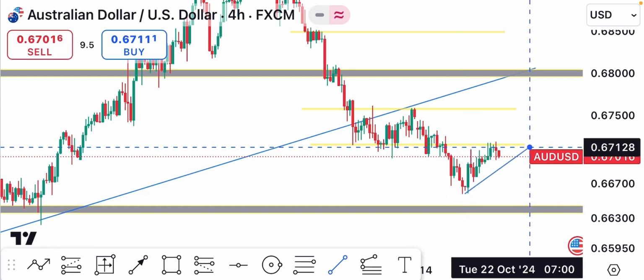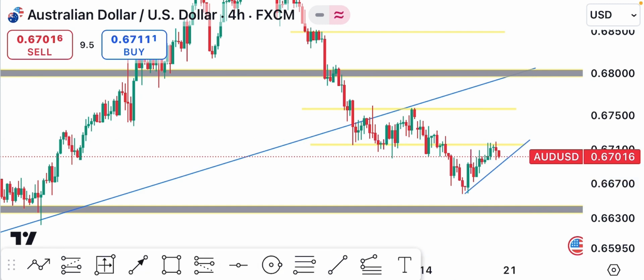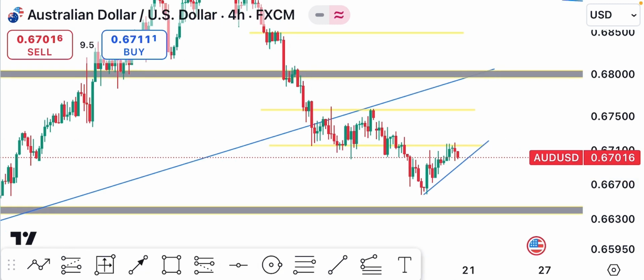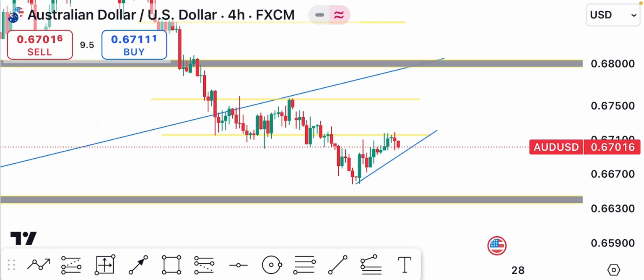I'll draw a nice counter trend line here. I'll leave it here, but I don't like to draw my trend lines really close to the market, just in case there's a fake out or anything. So I'll draw my counter trend line right about here. Just like this.